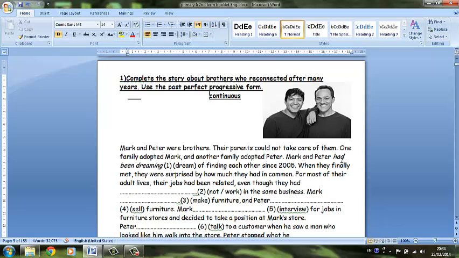Perfect. So Mark and Peter had been dreaming of finding each other since 2005. They were longing to see each other. They are brothers. When they finally met, they were surprised by how much they had in common. So they were separated, but as brothers, they had many things the same. For most of their adult lives, their jobs had been related, even though they had not worked in the same business. So now we have the blank.